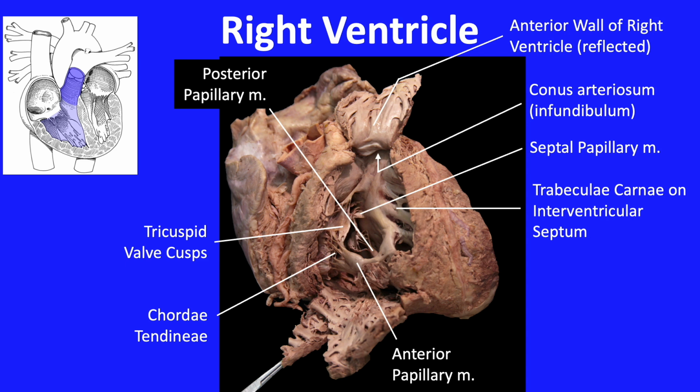The last structure to point out in the right ventricle is the moderator band. The moderator band forms a bridge between the lower portion of the interventricular septum and the base of the anterior papillary muscle. The moderator band carries a portion of the cardiac conduction system, the right bundle of the atrioventricular bundle, to the anterior wall of the right ventricle. I will describe the conduction system in later slides.